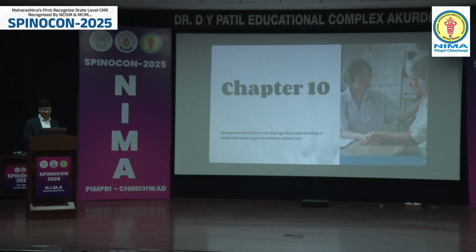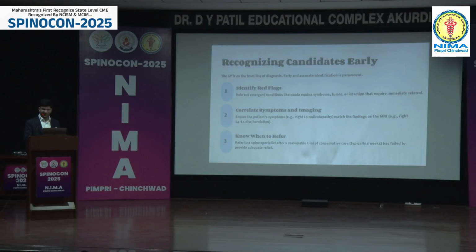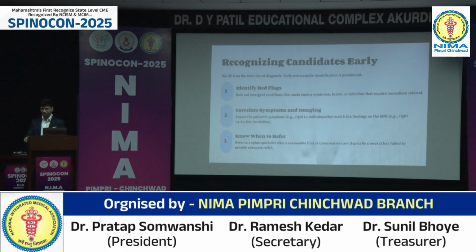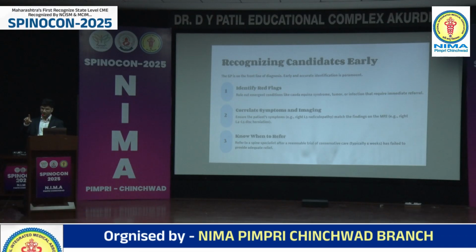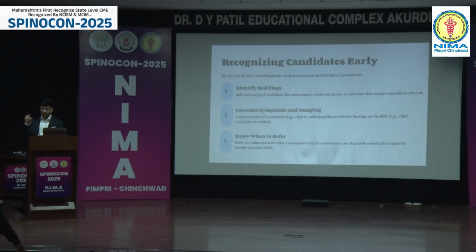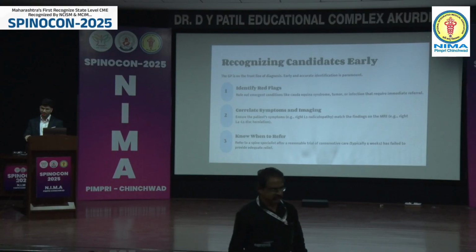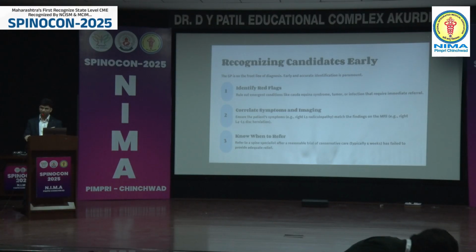In chapter 10, we will understand how general practitioners can leverage their understanding of endoscopic spine surgery to enhance patient care. Number 1 is identify red flags. Correlate clinically the symptoms and imaging. For example, if the patient has L4-L5 disc prolapse, we expect the patient could develop some foot weakness in foot dorsiflexion or EHL weakness. That is the weakness in extensor hallucis longus, that is extension of the toe. At L4-L5 level, if the disc is paracentral, that is not in the midline, just adjacent to the midline, the nerve root which is compressed is L5.